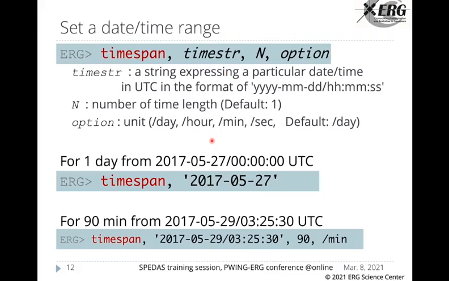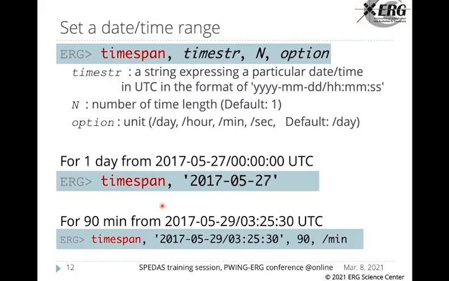Okay, and you can just omit the length, the number of time lengths, and this option. You can omit them. Then you can just write time span, comma, 2017 May 27th. That means a 1 day period from the start time of May 27th, 2017.